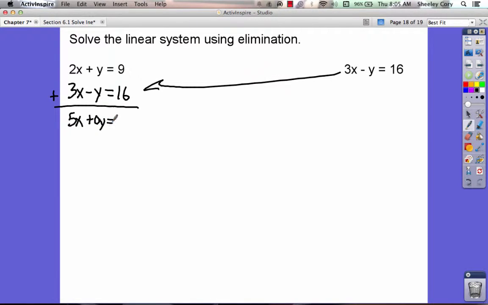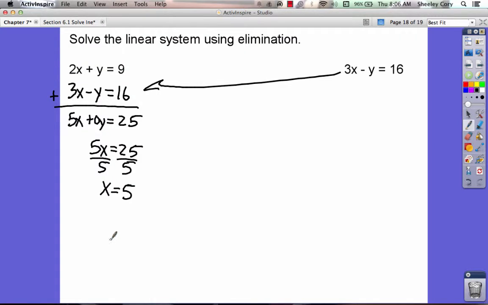16 and 9 gives you 25. So you see the y is out. We don't have to write that there anymore. We can say 5x equals 25. We can divide by 5 on each side, so x equals 5.